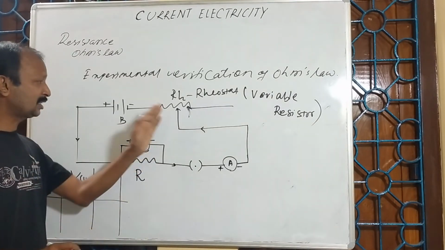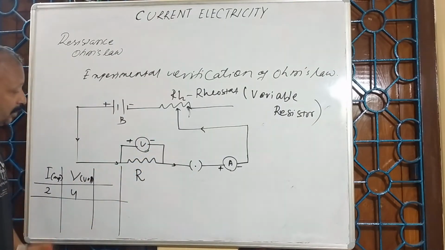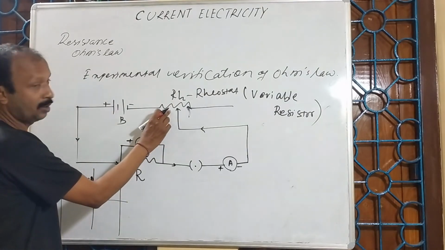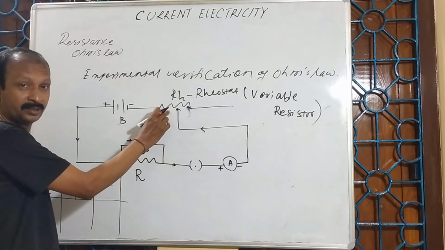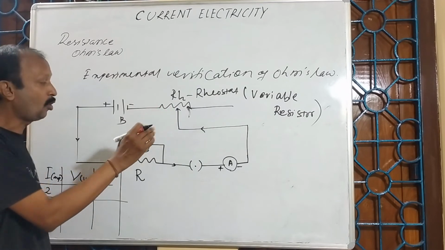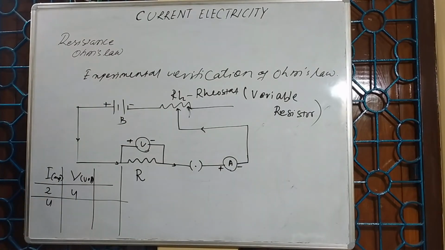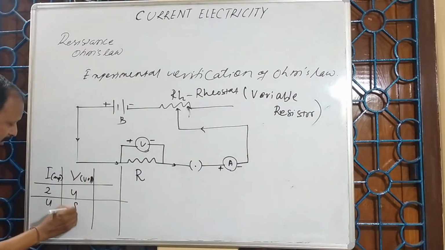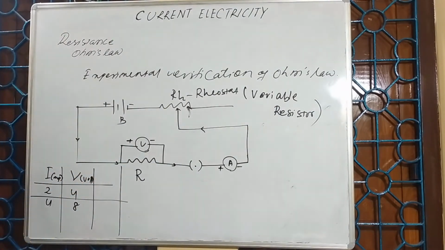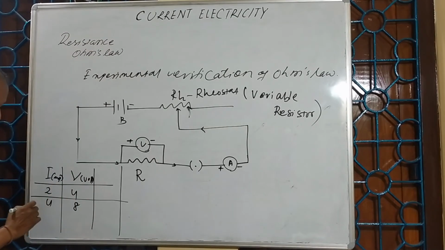Now again readjust the slider. You can decrease the length of the resistor. That means you can allow more current to flow through it. Suppose the current is 4 ampere, and you observe the voltage is 8 volt. This is rough, just an example I have given. There will be little variation, no doubt at all.